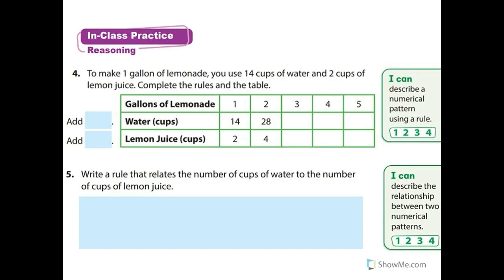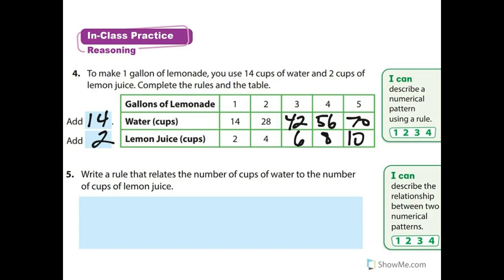All right, so the cups, I'm adding 14 each time. And on the cups of lemon juice, I'm adding 2 each time. So that's going to be 42, 56, and 70. And then we're going to have 6, 8, 10.